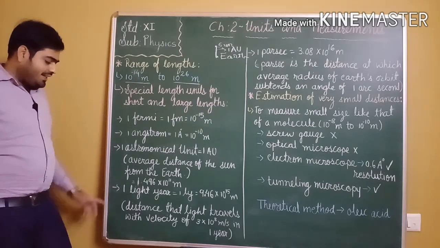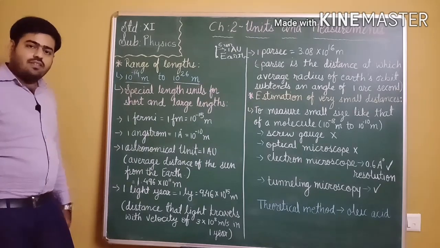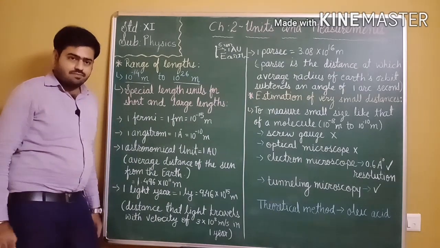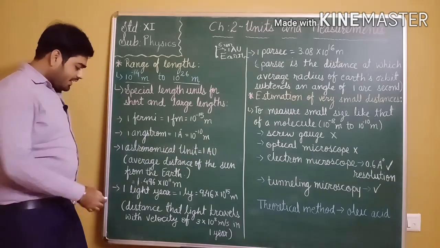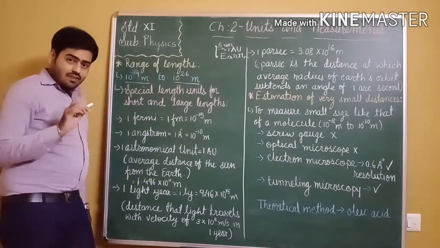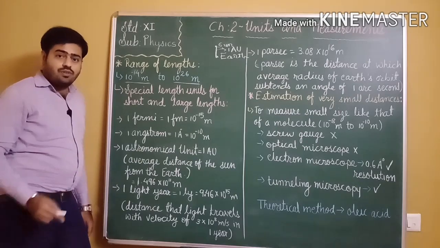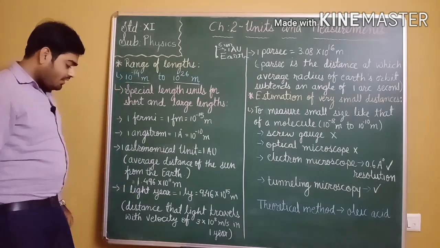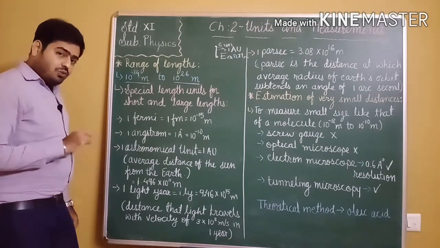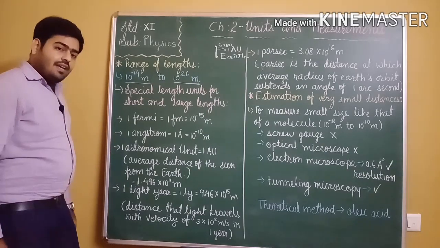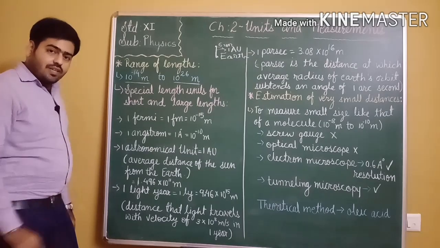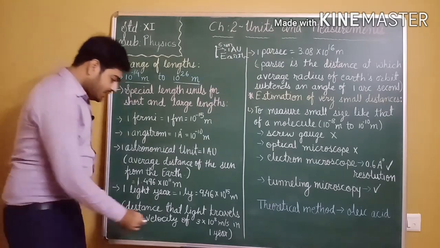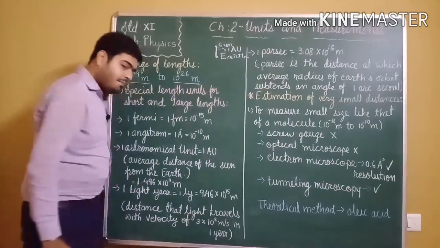If we have to find the distance from the formula of velocity, we know that velocity is equal to distance upon time. Here light year is not a unit of time, it is a unit of length. So 1 light year, if you want to find it in meter, velocity is equal to distance upon time, therefore distance is equal to velocity into time. What is velocity? 3 into 10 raised to 8 meter per second.